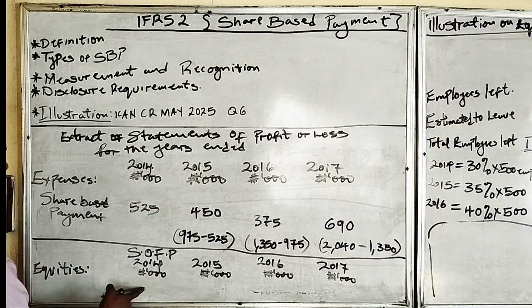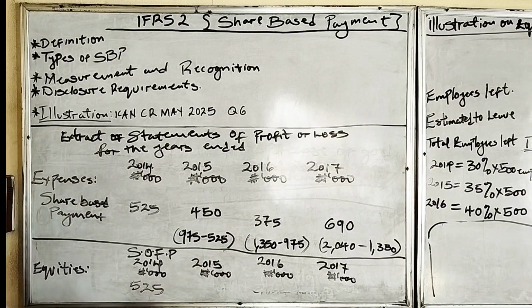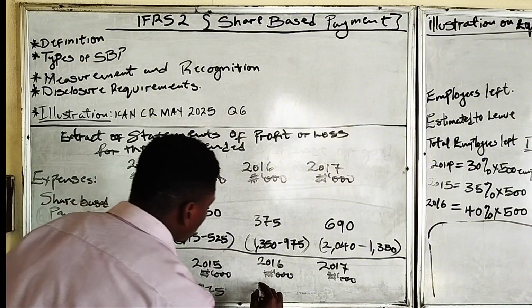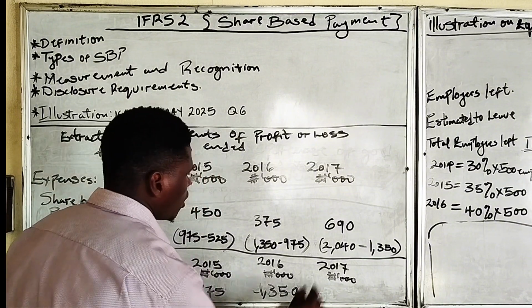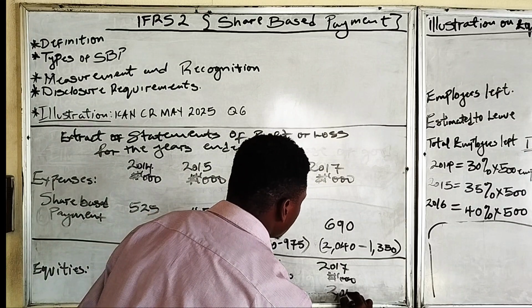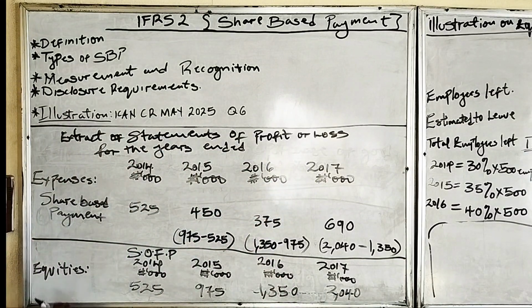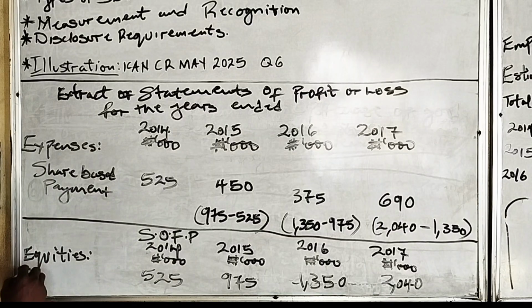We have the equities now. We have 525,000. We have 975,000. We have 1,350,000 and then 2,040,000, which is a cumulative figure for equities, for share-based payments. So this is share-based payment. So that's that for the question on equity settlement.